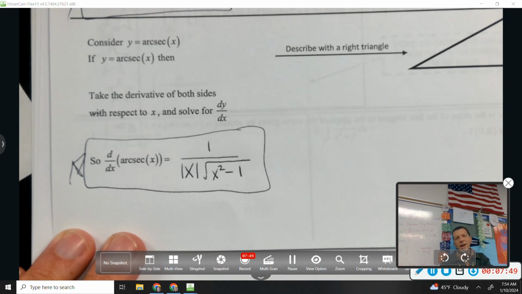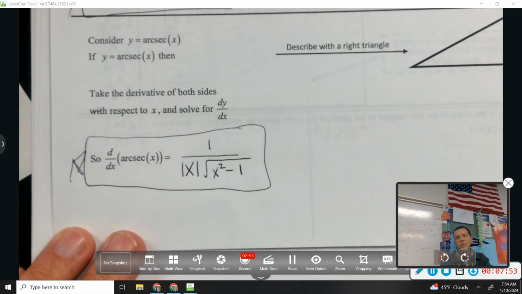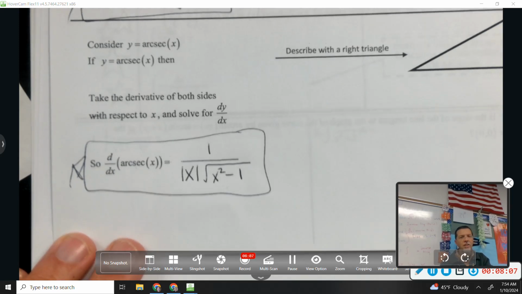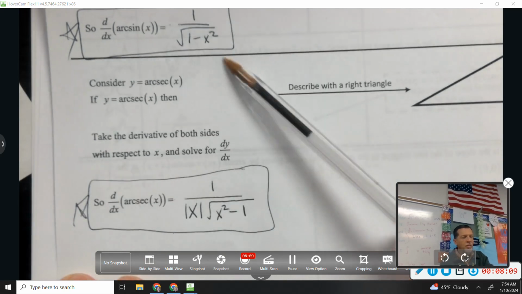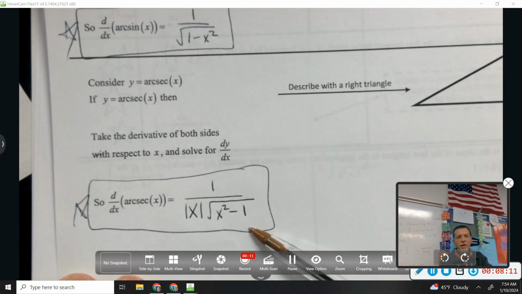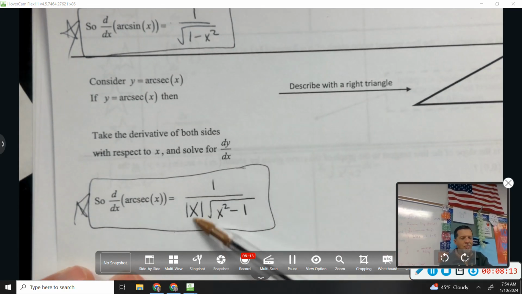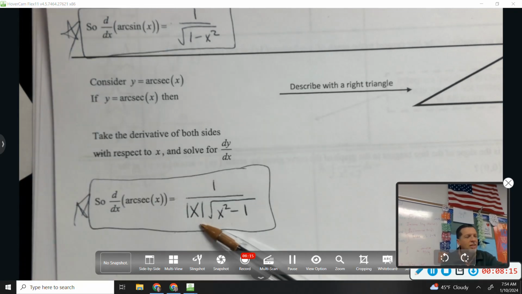So these are kind of a pain because they're similar enough to get confused between the 2 of them. Or between the 3 of them, I guess. Because 2 of them have a square root. 2 of them are negative. Both the minuses have a square root, so those go together. But the order is backwards. 1 minus x squared, x squared minus 1. And then secant's got this absolute value of x sitting out front.